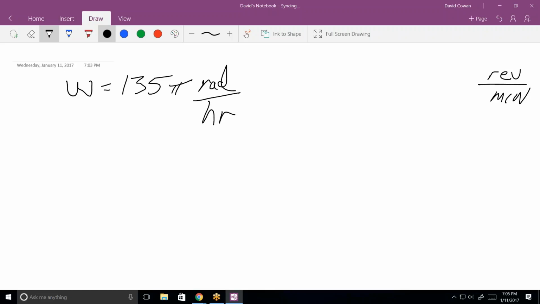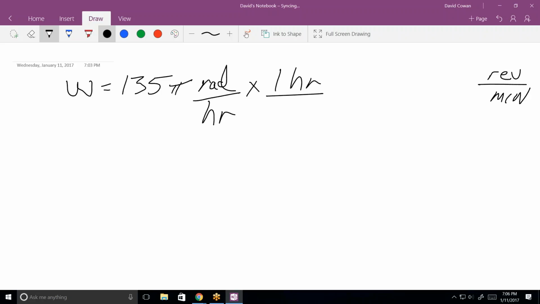The first thing I'm going to need is to get rid of the hours. How do I get rid of the hours? There's 60 minutes in an hour. But notice that if I write 60 minutes per hour, that does not get rid of the hours. I need the hours in the numerator. There is 1 hour per 60 minutes.